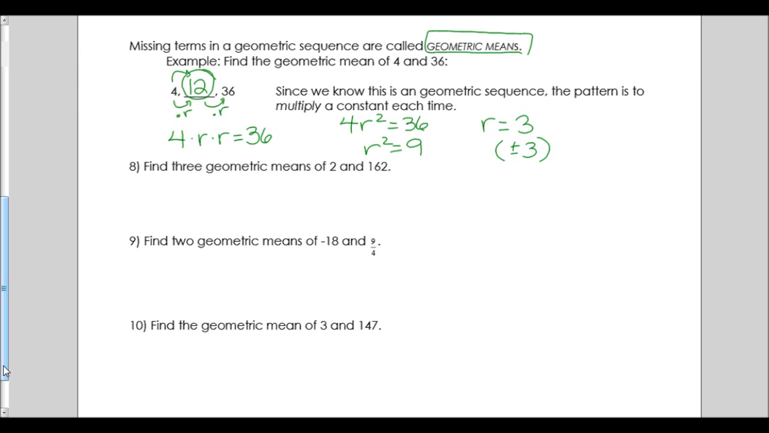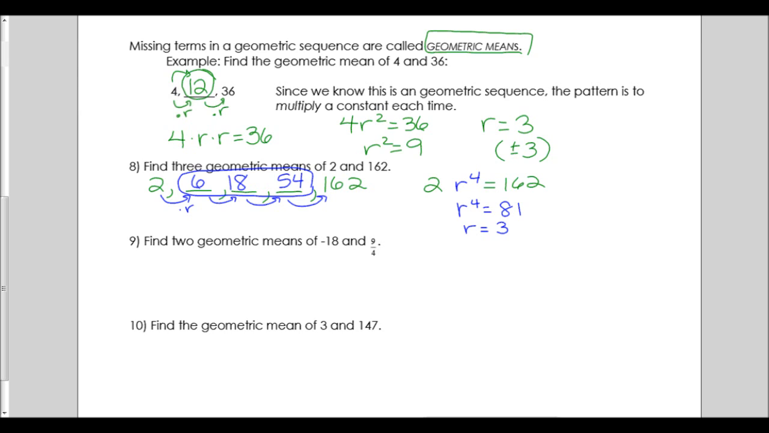All right, so let's try number 8. Find 3 geometric means of 2 and 162. This means I need 3 numbers to come in between 2 and 162, and it has to be geometric, which means I'm going to multiply by r each time. Pause the video while you give that one a try.